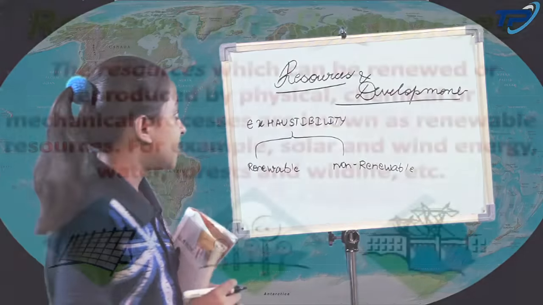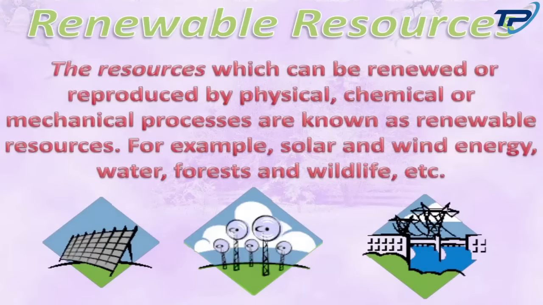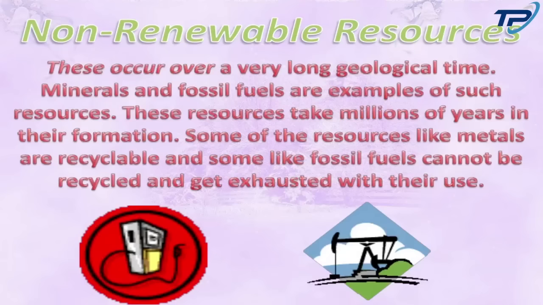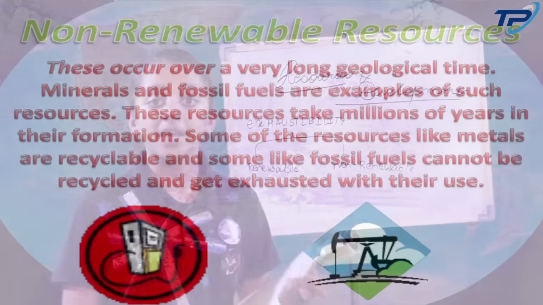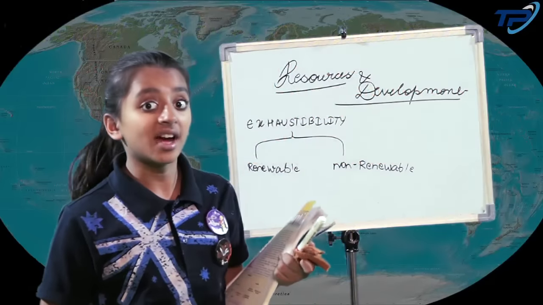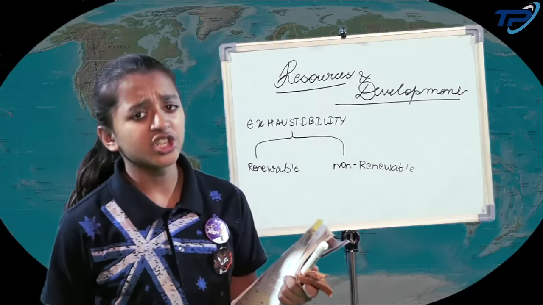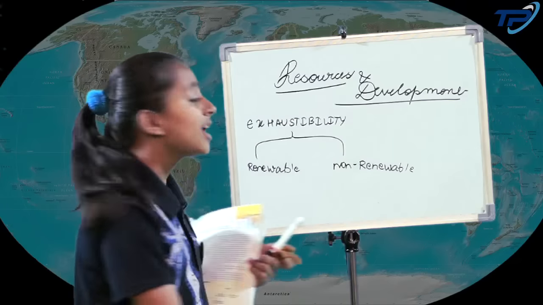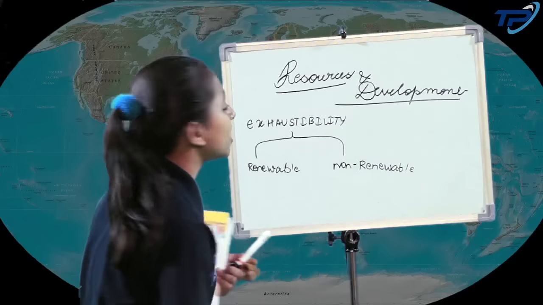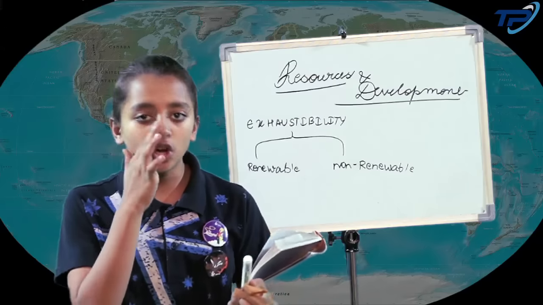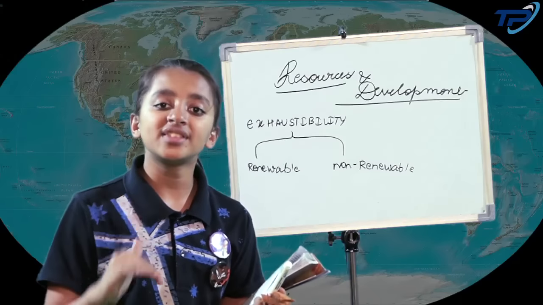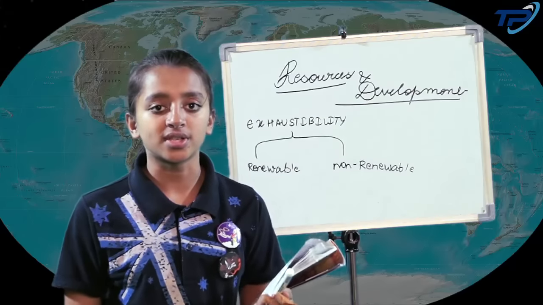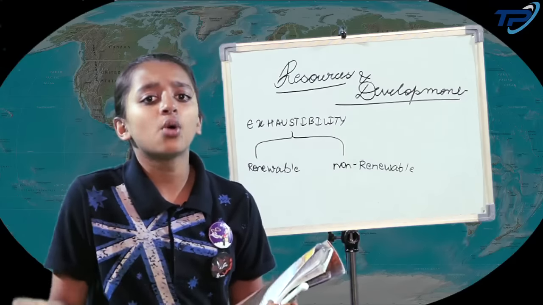On the basis of exhaustibility, we can classify the resources into renewable and non-renewable. The renewable resources are the resources which can be renewed again by mechanical, chemical or physical processes once they are exhausted. For example, solar energy, wind energy, heat energy, thermal energy and tidal energy. And non-renewable resources are the resources which, once exhausted, are exhausted and cannot be reused or brought back with physical, chemical or biological processes. Those are known as non-renewable resources. Example, natural gas, coal, etc.